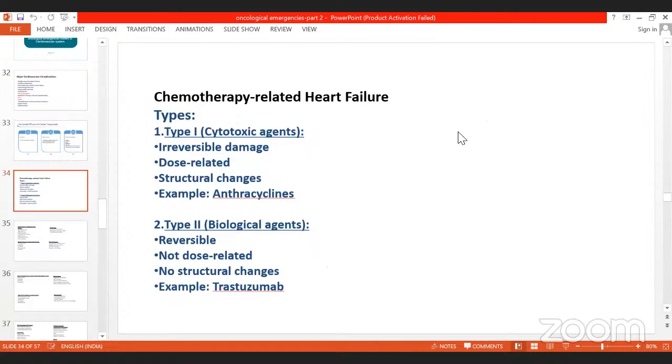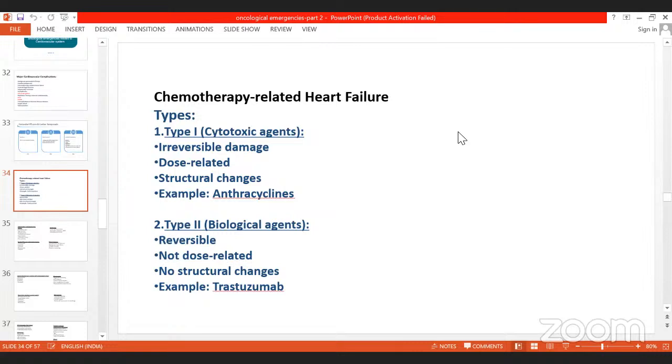And coming to chemotherapy related heart failures, there are two types of chemotherapy related heart failure. One is type 1 and type 2. Type 1 is because of cytotoxic chemotherapy agents. Type 2 is because of the monoclonal antibodies or biological agents. So this type 1, whichever cytotoxic agents, they cause irreversible damage to the heart muscle, and which is dose related, and there are structural changes which occur post giving cytotoxic agents more than the cumulative dose which is indicated. Example are the anthracyclines which we give in normal chemotherapies like for breast cancer.